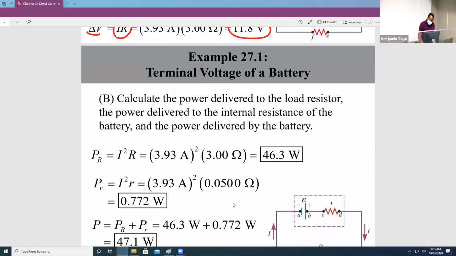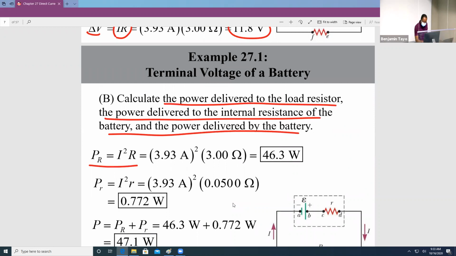Now we can calculate how much power gets delivered to that resistor. I think we said in the previous chapter that we can calculate power by voltage times I. We can also calculate it by I squared times R. We can also calculate it as delta V squared over R. So you can use any of those equations.